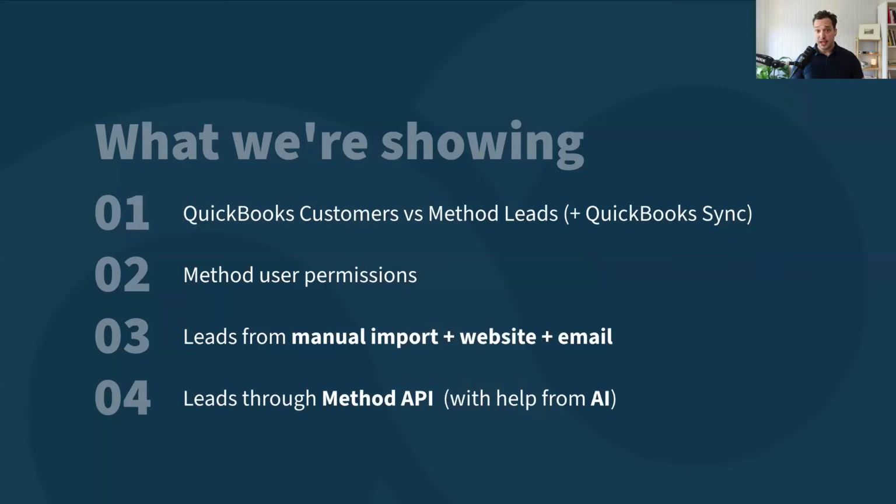Then we're going to take a quick look at getting leads into the system through manual import, website, and email. And then we're going to push ourselves a little bit. We've set up an experiment, let's call it, which is me, a very non-technical person, trying to implement Method's API on a website to grab leads from the website. And we'll see how that went. So stay until the end to get a sense of the results.